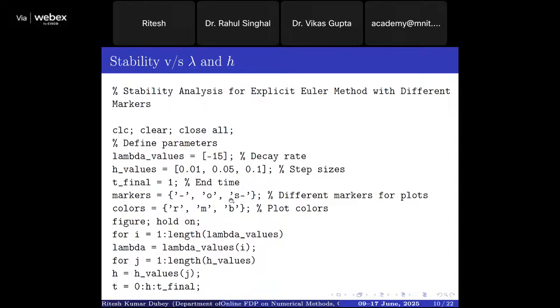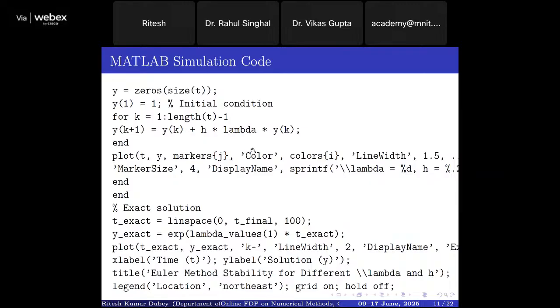We can define the type of marker also. It's basically kind of a dictionary, or a MATLAB set, so you can define the markers and the color, and then you can run the code. So the point which I wanted to mention here is the main body. You are just using the for loop. Yk plus 1, meaning the next value of the solution, is computed in terms of the known value of the solution.